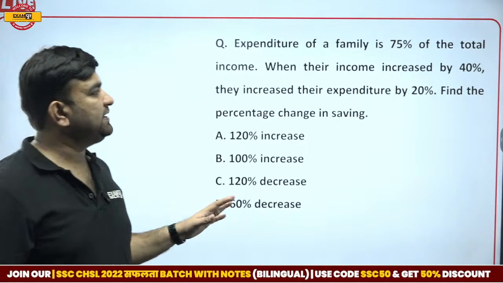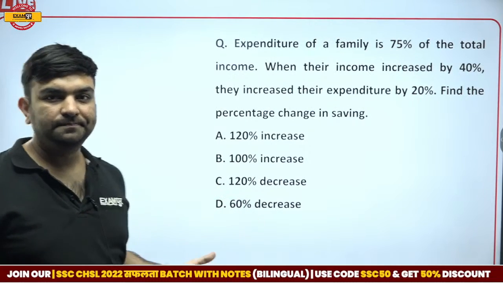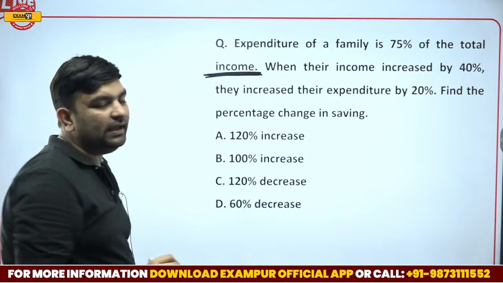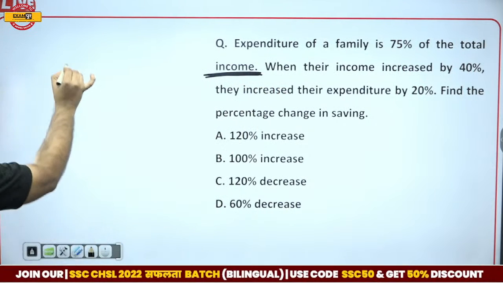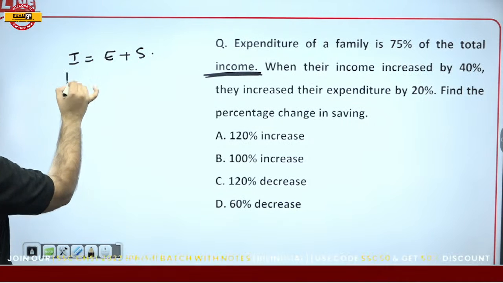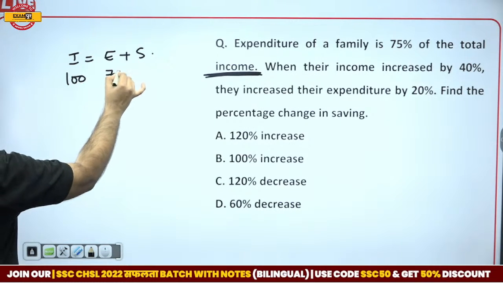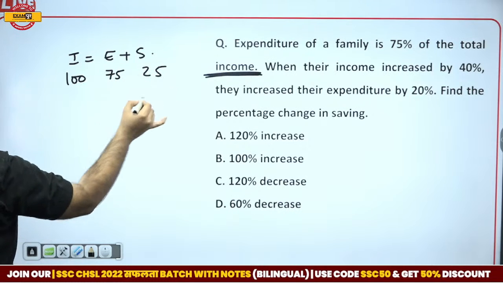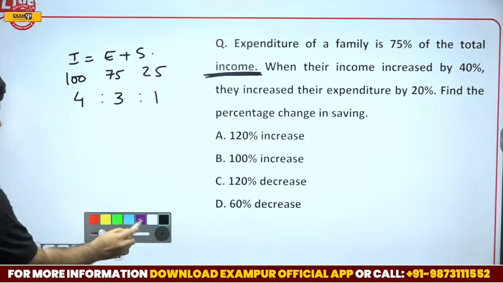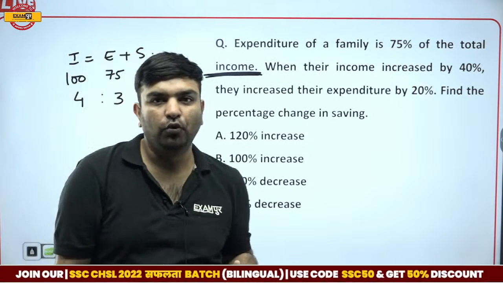Expenditure of a family is 75% of the total income. So wherever the income comes, it becomes a question of income equals expenditure plus savings. So if income is 100, expenditure is 75, saving is 25. They are maintaining a simplified possible ratio of 4:3:1.